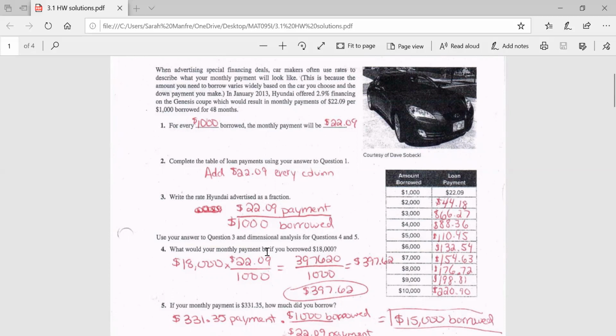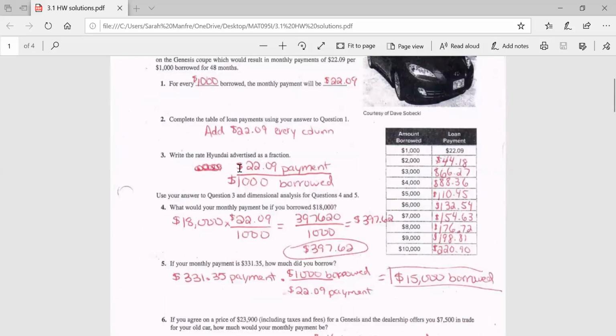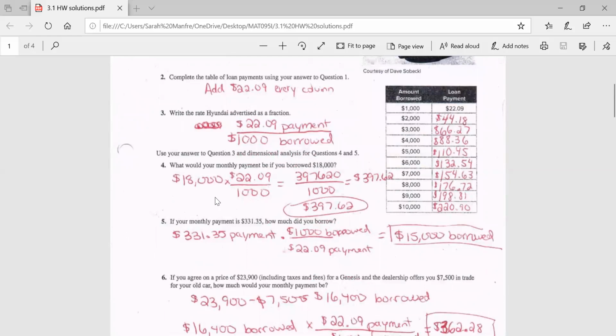Question 3, write the rate Hyundai advertised as a fraction. Well, here's your fraction. The money every month per $1,000 borrowed. Now the rest of these, question 4 and 5, it's wanting us to use dimensional analysis. So I'm going to take, if you borrow $18,000, then that means that for every $1,000 you had to pay $22.09. So I'm taking 18,000, multiplying it by 22.09, which gives $397,620 per $1,000 borrowed. And when you divide those, that makes you have a payment of $397.62 every month.